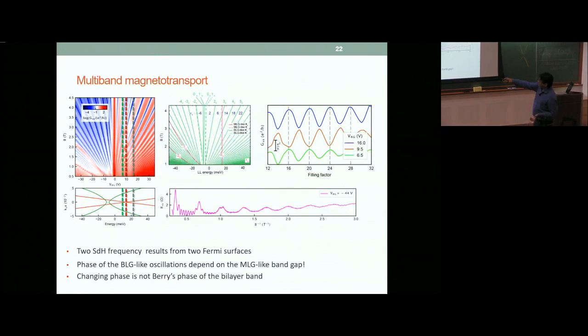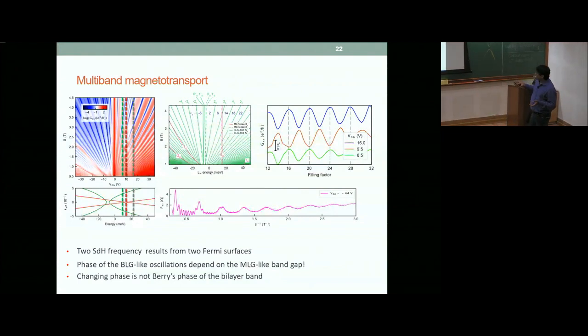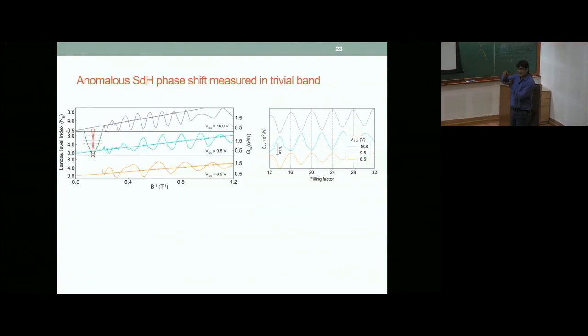Not just that, even at very low fields, we can resolve even the bilayer-like band. So there's no question of resolution. In fact, this experiment is possible because we have the resolution to see the band edge of the monolayer-like band. Is there a question?